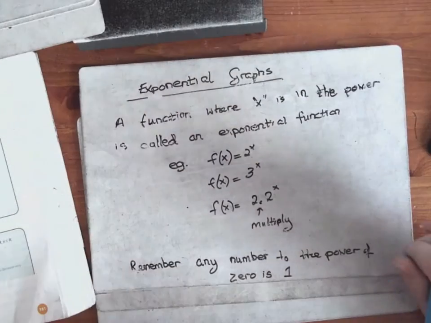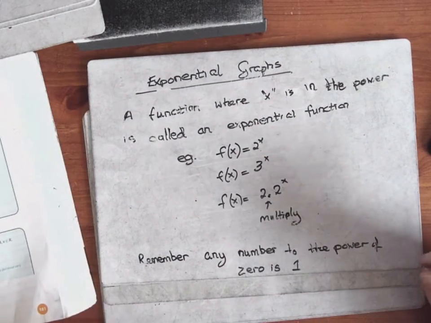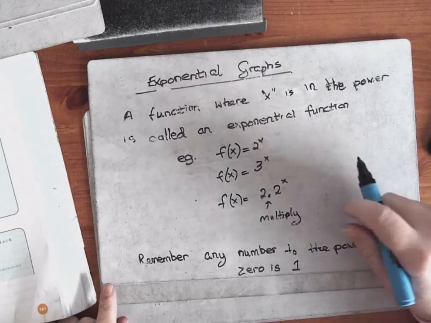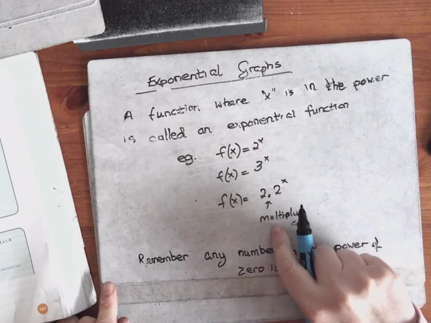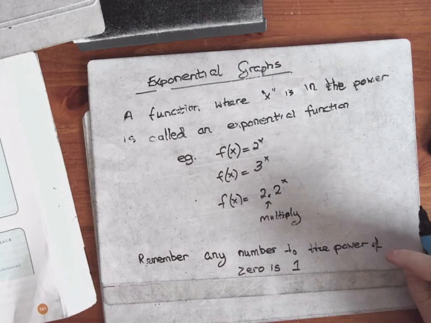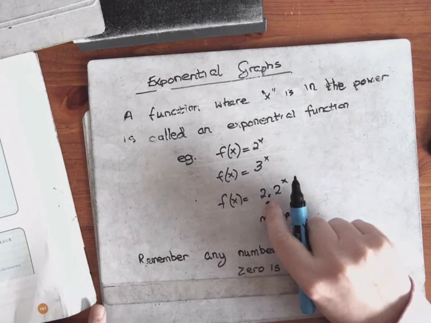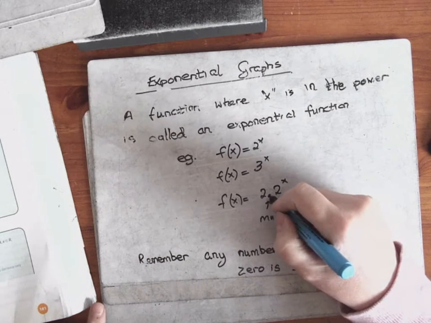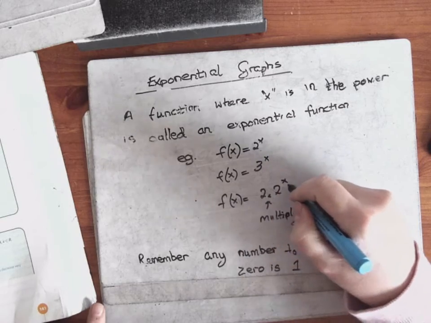Miss, you know the sign where it's f of x is equal to 2 and then 2 to the x, is that the multiply sign? Yeah, that's a multiply sign. I didn't put a multiply sign because it looked like an x and that'd be really confusing. So it's a dot, means multiply. So that's like 2 multiplied by 2 to the power of x.